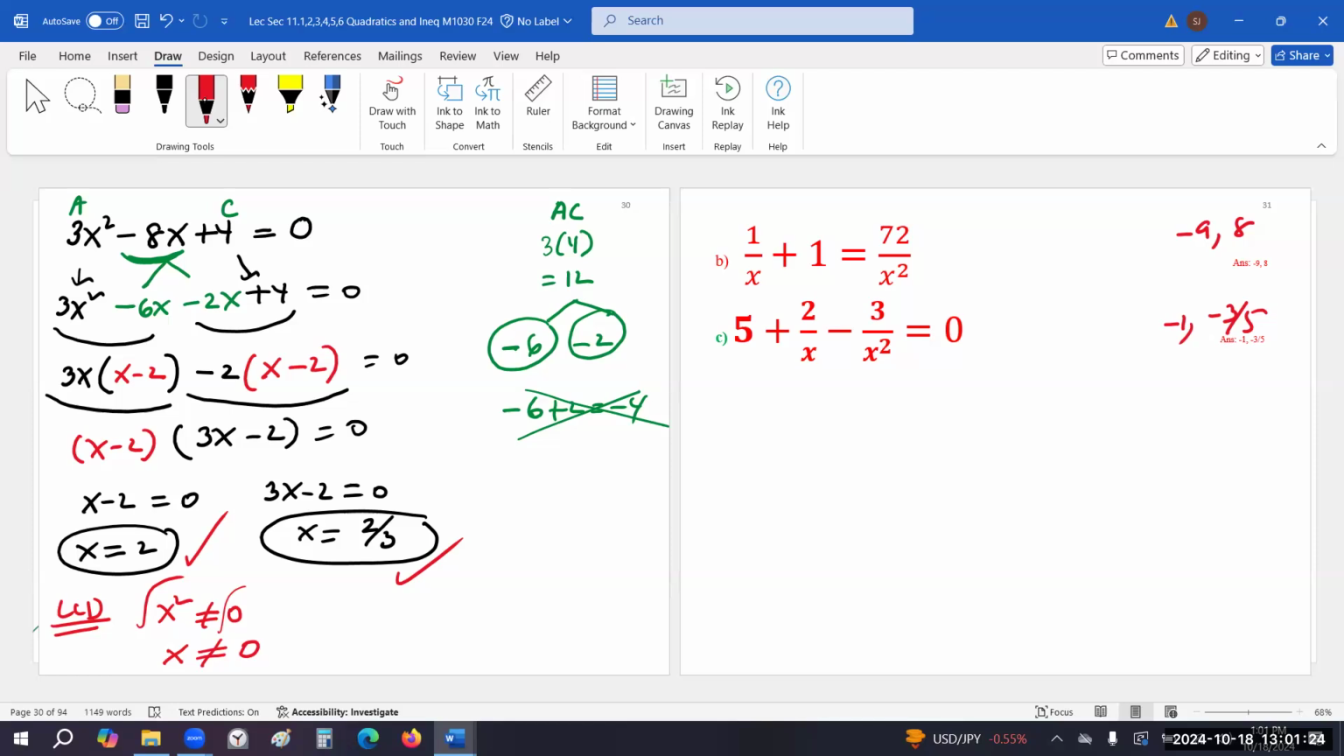Both of them are negative, if I'm not wrong, okay? Sometimes the answer I have can be wrong. I didn't check them.